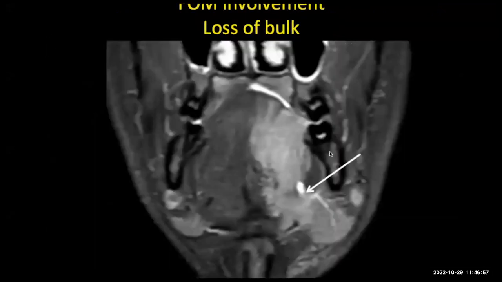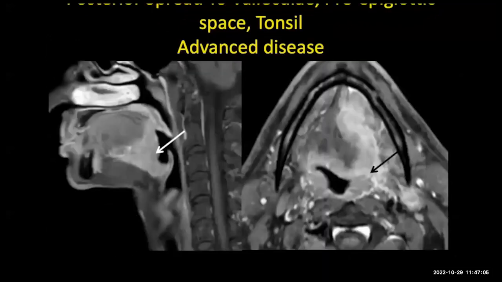When you have floor of the mouth involvement, you have extensive disease, and that will lead to loss of bulk after surgery, and these patients will also need flap reconstruction. It's important to document the posterior extent of the disease into the hyoid, epiglottis, vallecula, which tells you that it's an advanced disease, and the patient might be a palliative candidate.